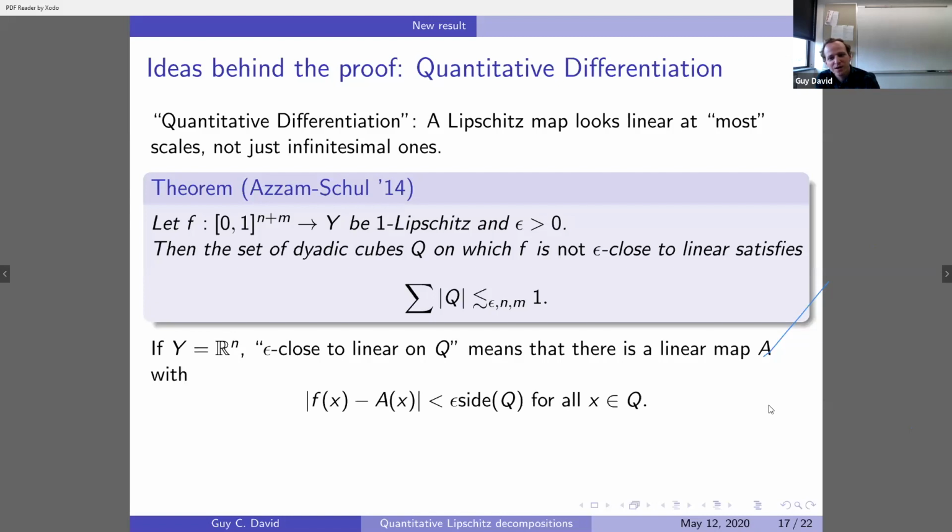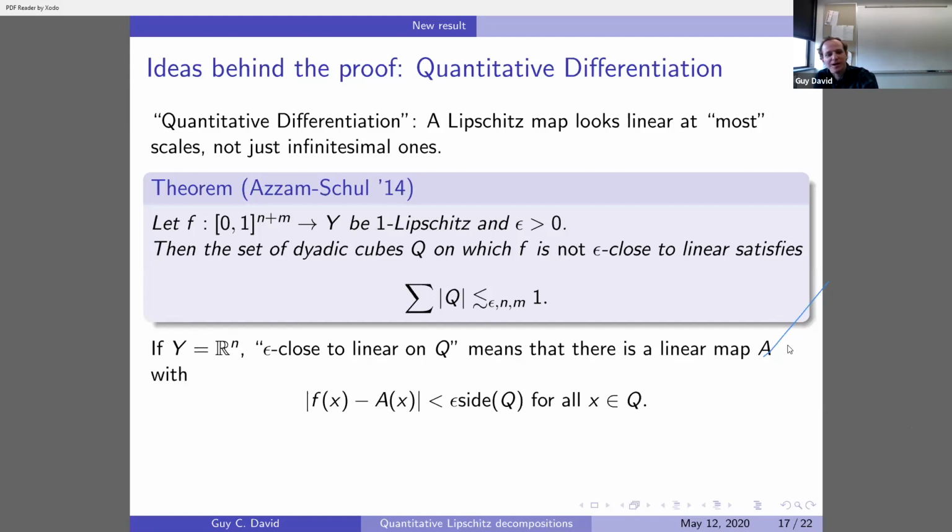So what does epsilon close to linear mean? Well, if Y is R^n, then epsilon close to linear means there's a linear map that agrees with f up to an error, which is epsilon times the scale, epsilon times the side of the cube.